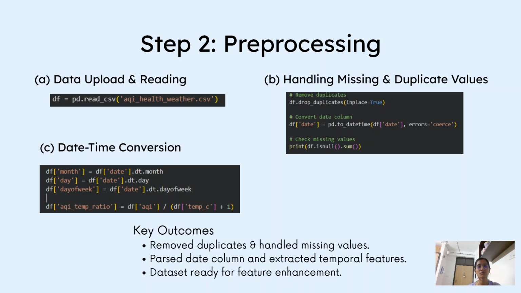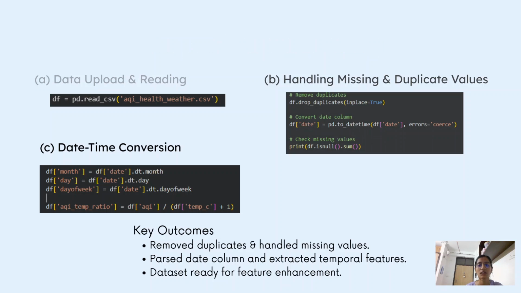What are the key outcomes of the pre-processing? We have removed the duplicates, handled missing values, and solved the problem of the date. And now our dataset is ready for feature enhancement.